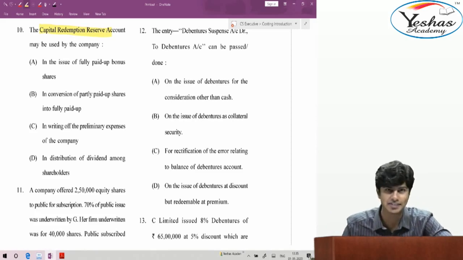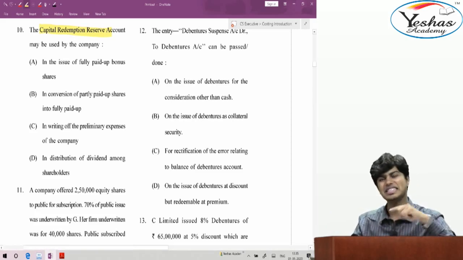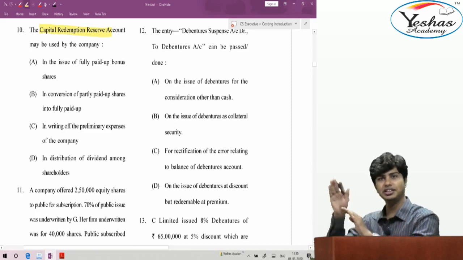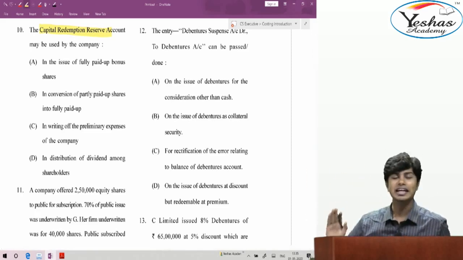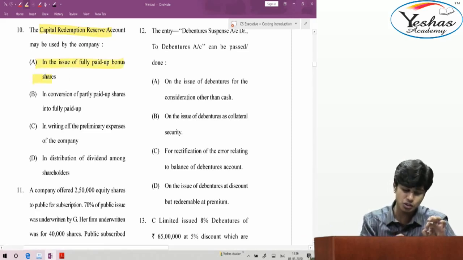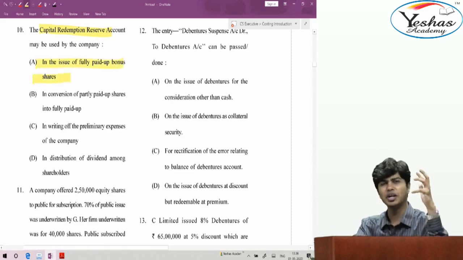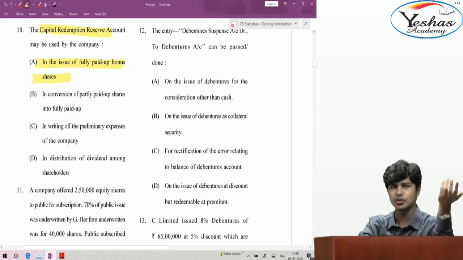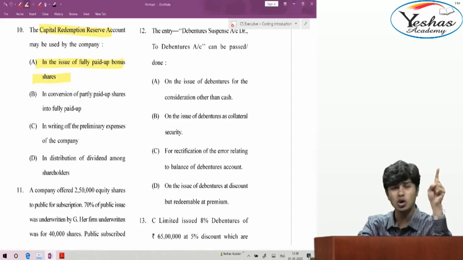So what exactly is capital redemption reserve? Capital redemption reserve is capitalization of reserves. Take it from the reserves, put it to capital. It is capitalization of reserves. So capital redemption reserve can be used only for bonus issue and nothing else. Whereas security premium has other uses, general reserve has other uses, P&L account has other uses. CRR can be used only and only for issue of fully paid up shares as bonus.